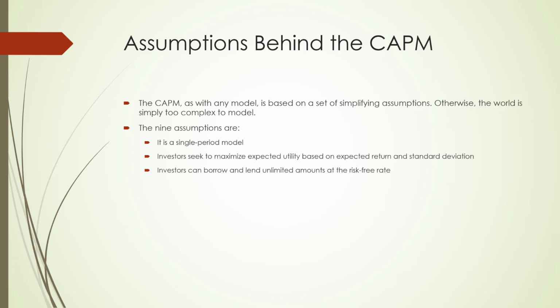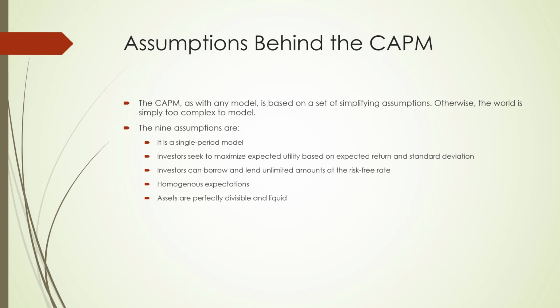Remember, that's how we move up and down the capital market line, by borrowing or lending the risk-free asset. Next, we assume that all investors have the same information and that they draw exactly the same conclusions from that information. We call this homogeneous expectations. If we didn't have this assumption, we would have to have a different model for every single investor, and that simply would be impractical.